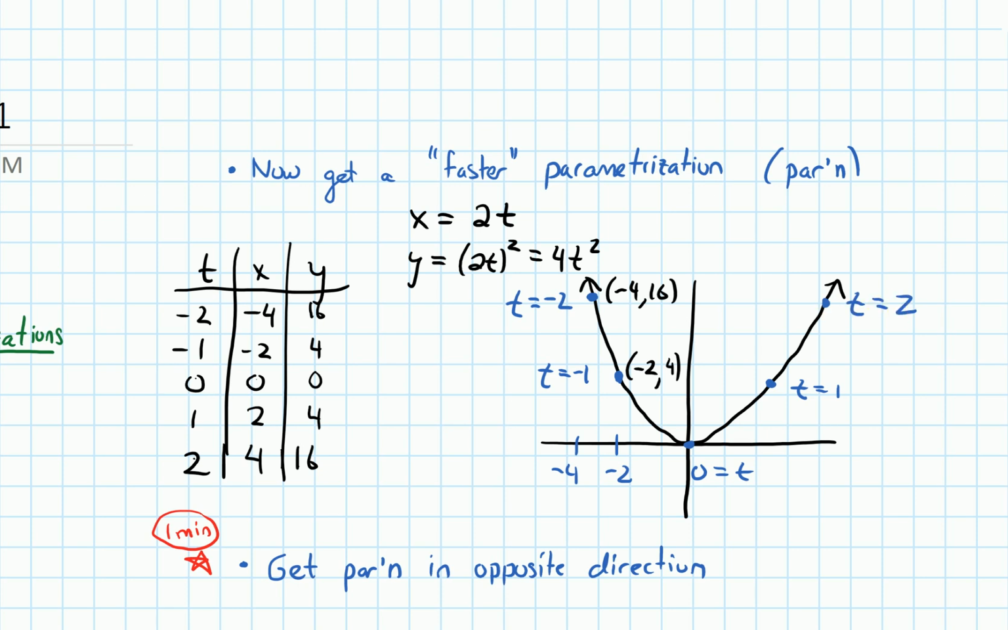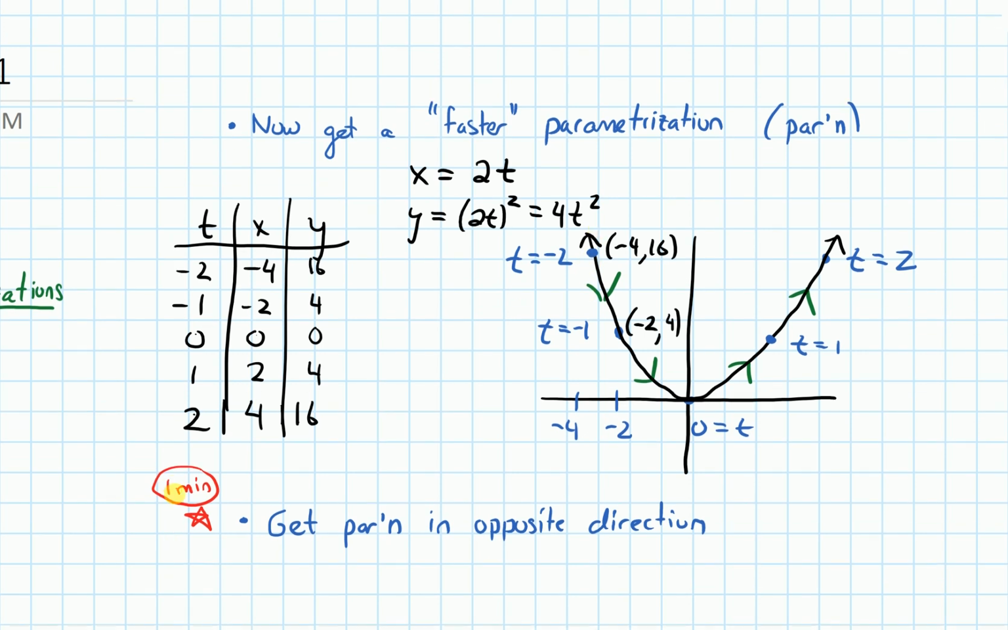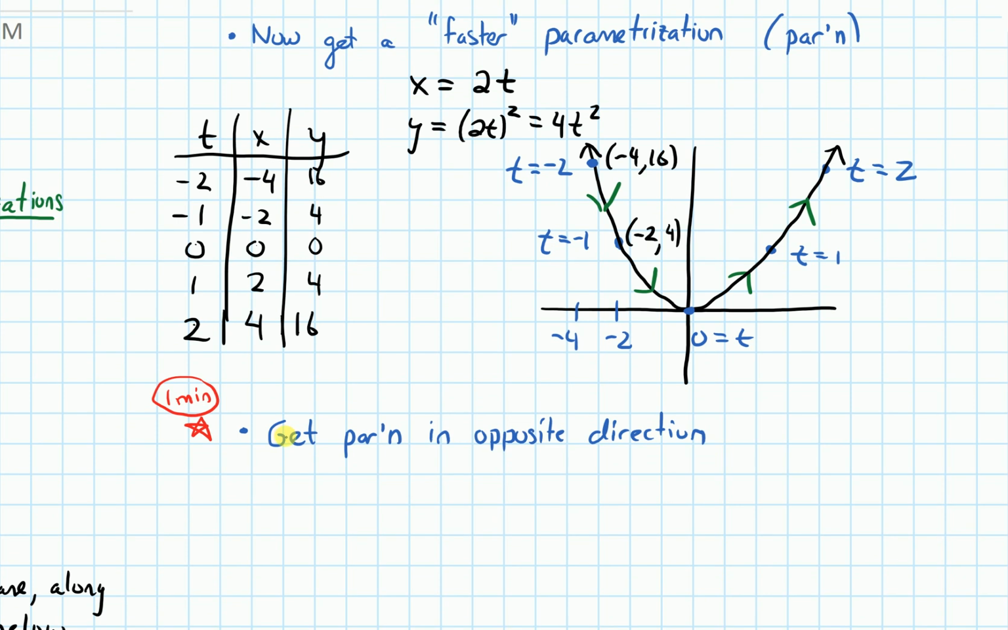All right, so now let's draw arrows in the direction of our movement again. So again, we are moving from left to right in this picture, sort of across our parabola. So changing x from t to 2t sort of doubled the rate at which we traveled in the x direction here. All right, so now let's do another one of these. What if I wanted to get a parametrization in the opposite direction?